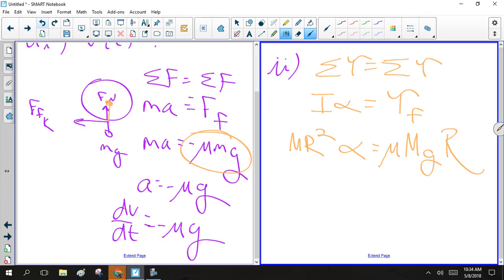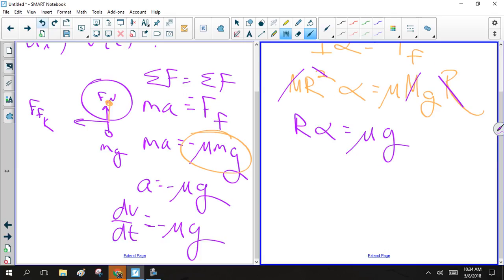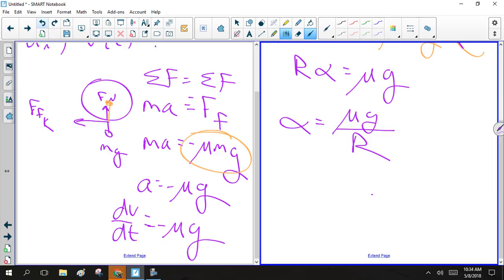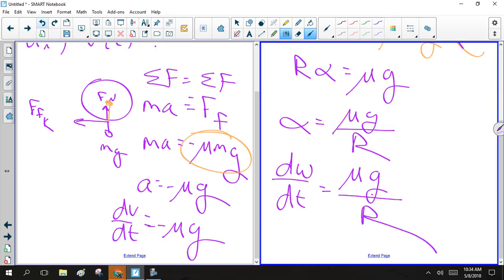Okay, so let's see. Some stuff here cancels out. I'm going to lose an m and an r. So it looks to me like r alpha equals mu g, which means that alpha is mu g over r. Now the differential equation becomes d omega dt equals mu g over r. Make sense, you guys, or no?